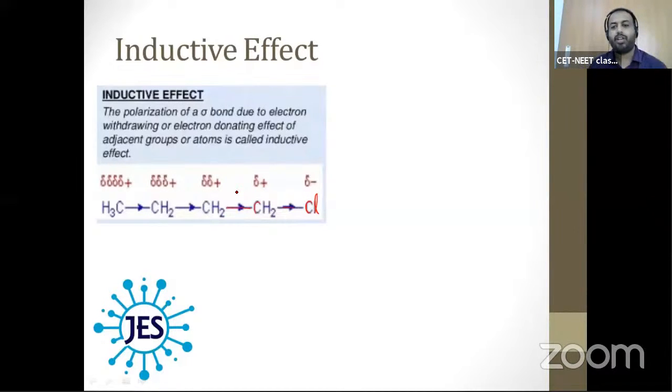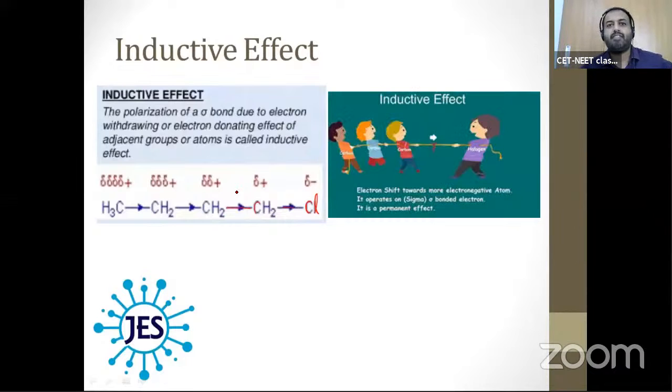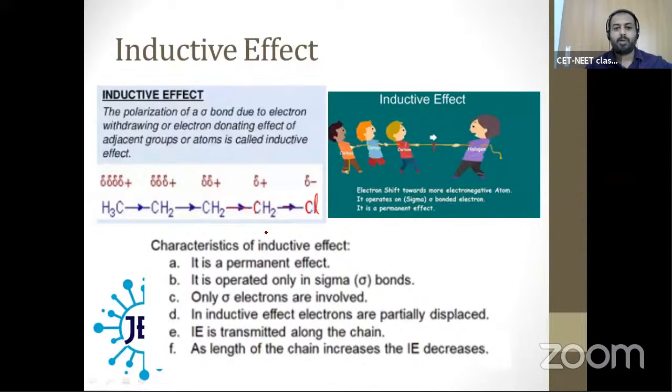Now, the inductive effect can operate in two directions. Like I told you, whichever group is stronger in pulling electron density will pull it towards itself, and accordingly the inductive effect will be of the following types. Let me also tell you the salient features. It's a permanent effect. Remember, it operates only in sigma bonds, no pi bonds. And the inductive effect involves partial displacement of electrons. Electrons will not get completely transferred; it's just partially displaced.